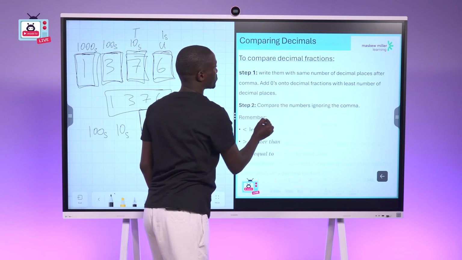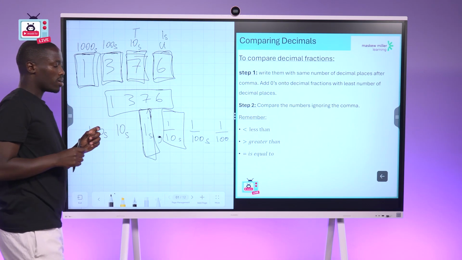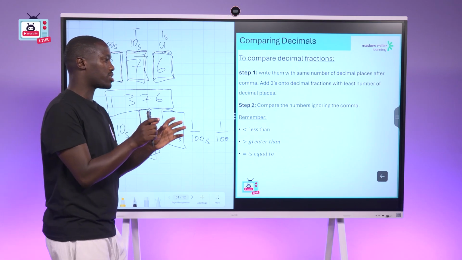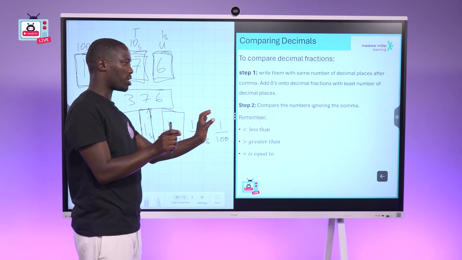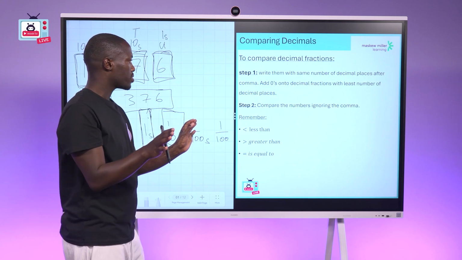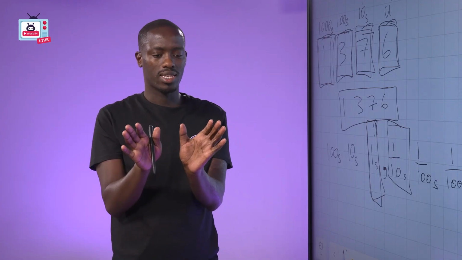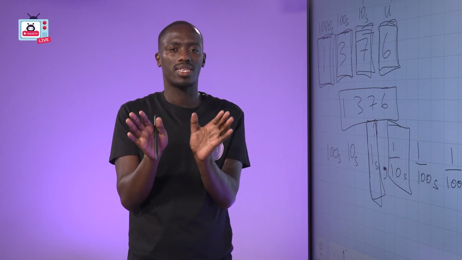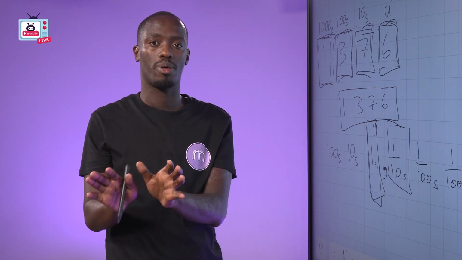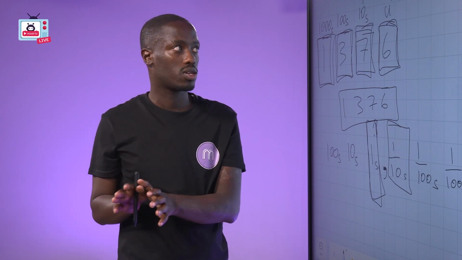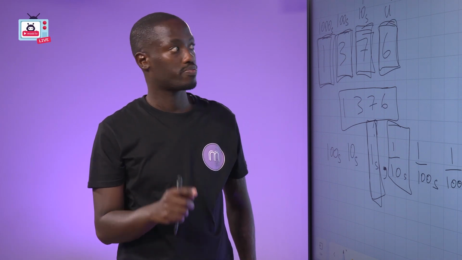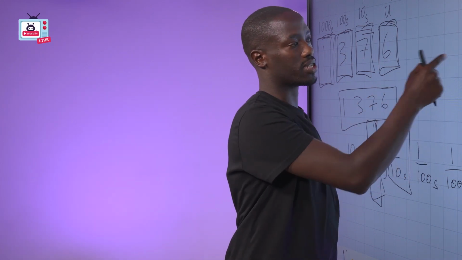From there, now that we know what decimal numbers are, basically a combination of the whole numbers and the numbers after the comma, this means we can compare decimal fractions in the same way that we're able to compare whole numbers. But how do you compare decimal fractions? Here's how. To compare decimal fractions, here's the first step.